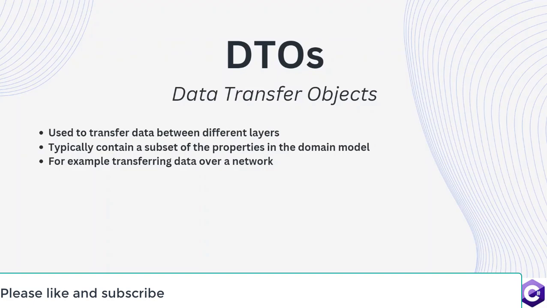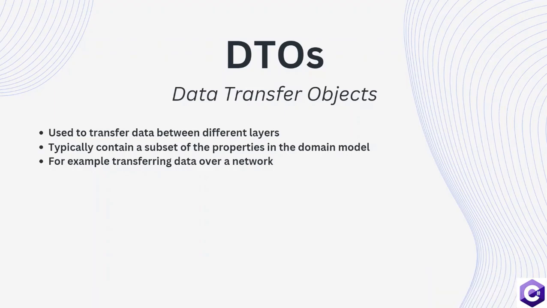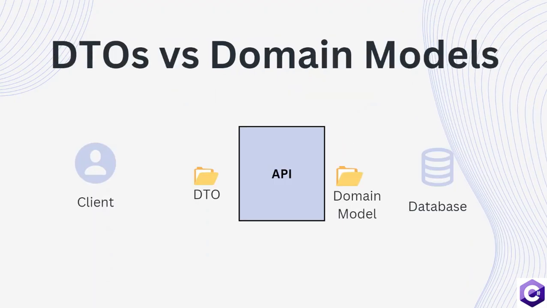They are simple objects that typically contain a subset of the properties of a domain object or entity, and are designed to be used for a specific purpose, such as transferring data over the network or between layers of an application. As we see in this example, we have our API over here. We have the database which talks to the API, and we also have the client which is calling this API to get some data or to add some data.